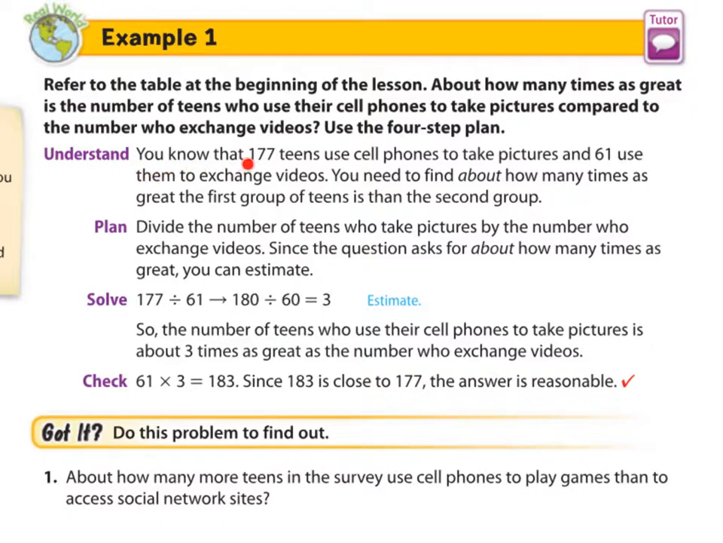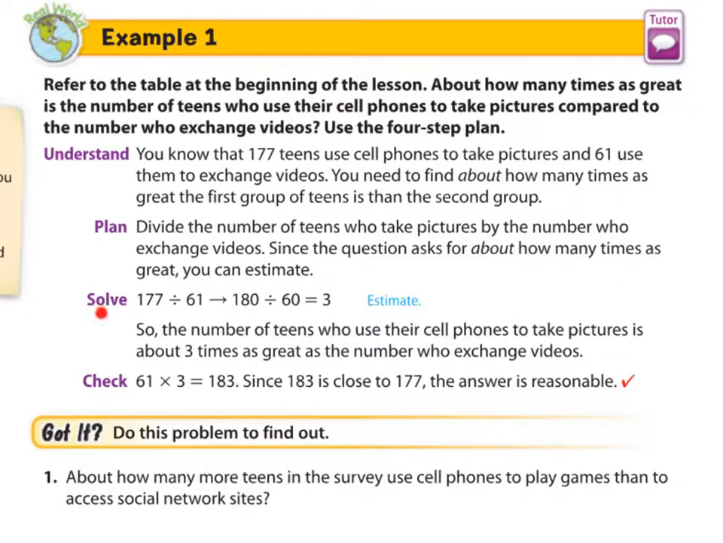Understand. You know that 177 teens use cell phones to take pictures and 61 use them to exchange videos. You need to find about, an estimate, how many times as great the first group of teens is than the second group. Plan. Divide the number of teens who take pictures by the number who exchange videos. So you're going to take the larger number and divide it by the smaller number. Since the question asked about how many times as great, you can estimate.